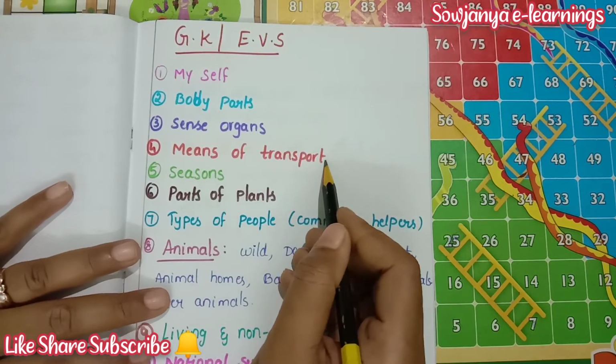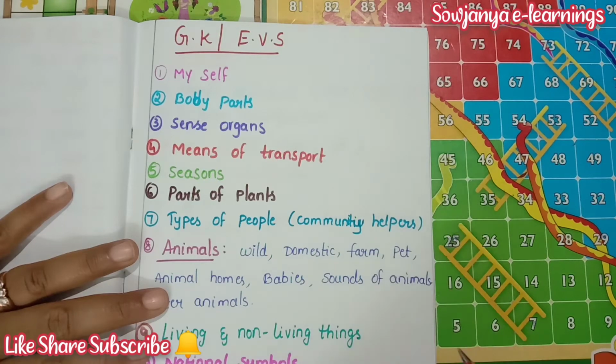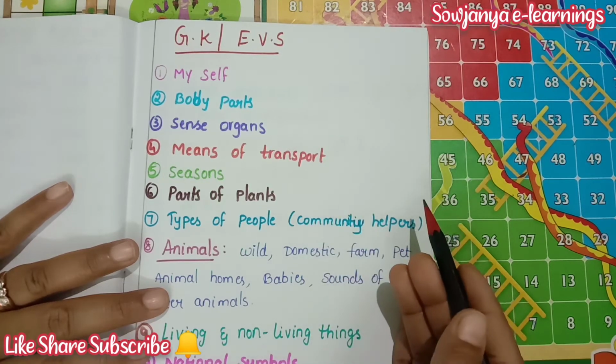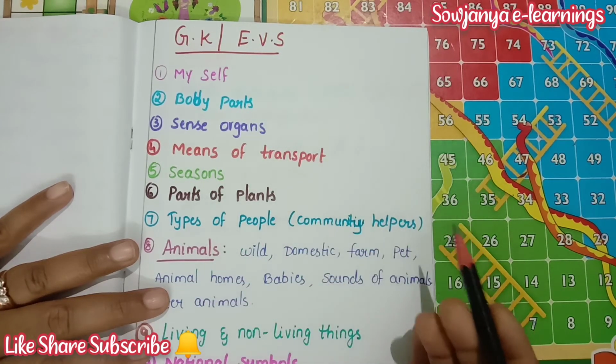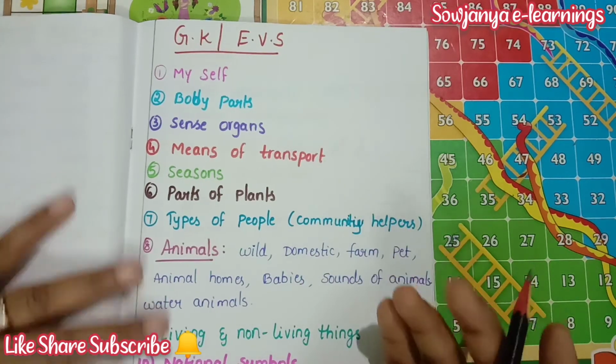Next, means of transport. Means of transport, we have 3 types: road transport, train, water transport, air transport. Next, traffic signals we have to teach them. And what are the traffic signs they have? Some signs simply they can learn, no? So those signs we have to tell them.